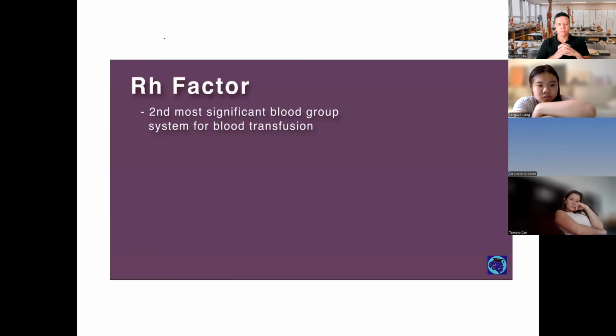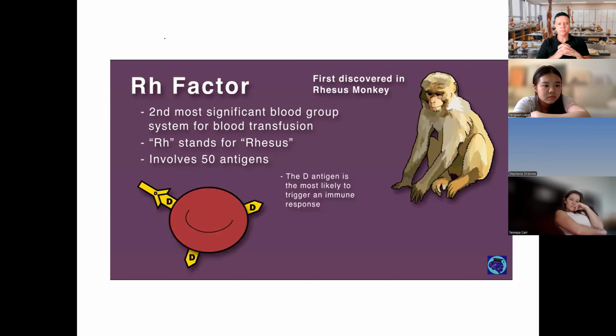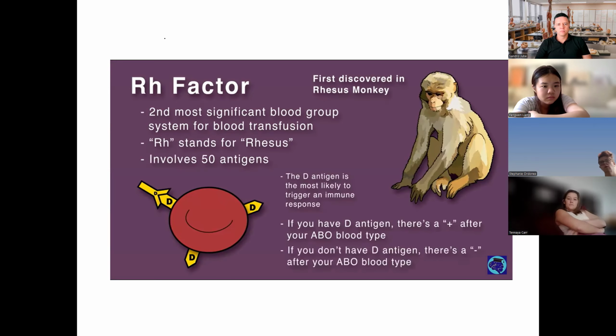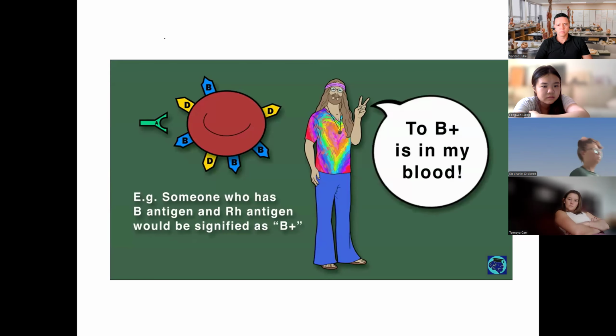The second most significant blood group system for blood transfusion is the Rh system. Rh stands for rhesus, and it involves 50 antigens. The most significant Rh antigen is the D antigen, as it's the most likely to cause the immune system to react. The presence of D antigen is signified by a plus sign after the ABO blood type. Lack of the D antigen is signified by a minus sign. For example, someone who has B antigen and Rh antigen would be signified as B positive.